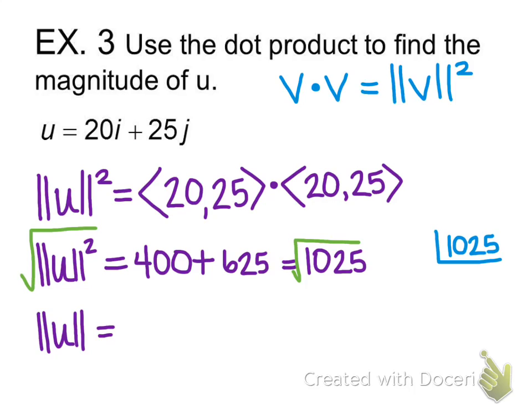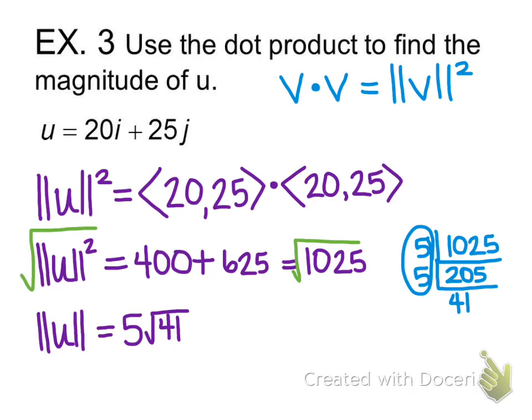Well, let's simplify 1025 and see what it reduces to. The smallest prime number that goes into 1025 is 5, and it goes in 205 times, and then 5 goes into 205 41 times. 41 is a prime number. Nothing else will go into 41. So I circle my pairs. The pair is going to come out as one of those numbers, and the leftovers are going to stay inside. So this is going to be 5 square root 41. So this is using the dot product to find the magnitude.